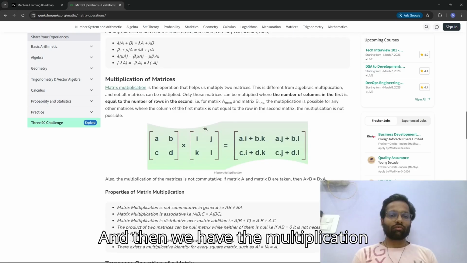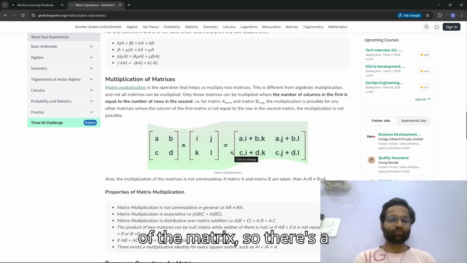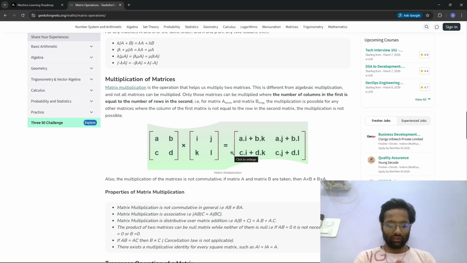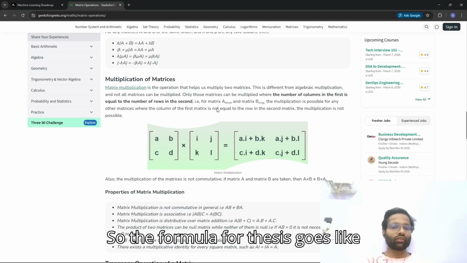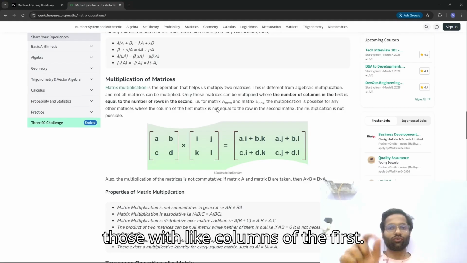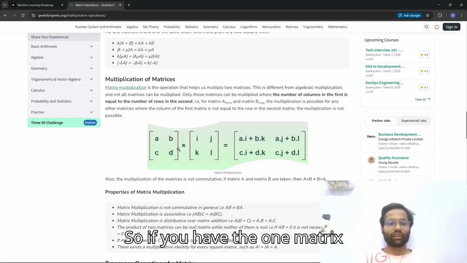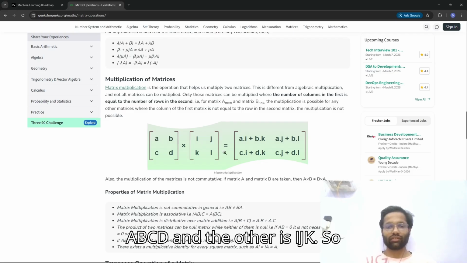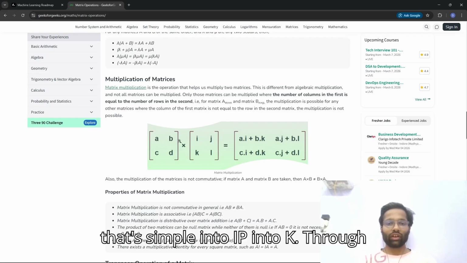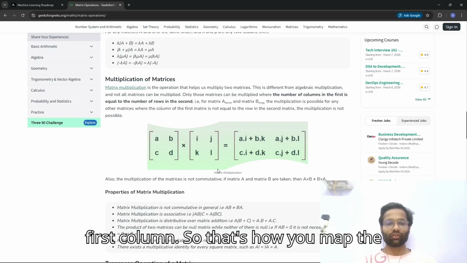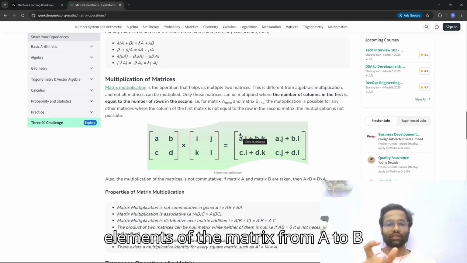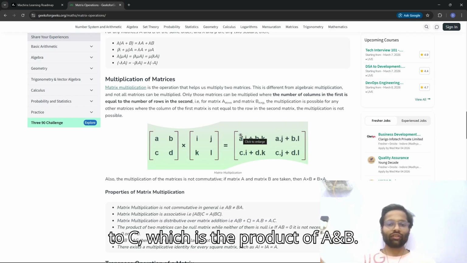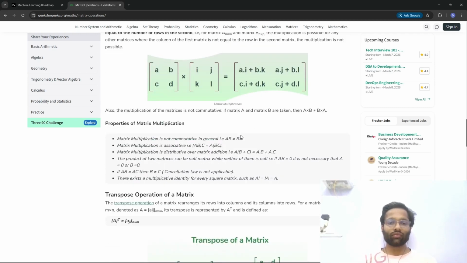Then we have the multiplication of matrices. There's a simple formula for that: you multiply the rows of the first matrix with the columns of the second. If you have one matrix A, B, C, D and the other I, J, K, it's simple: A into I, B into K, first row with first column. That's how you map the elements of the matrices to get the product of A and B.